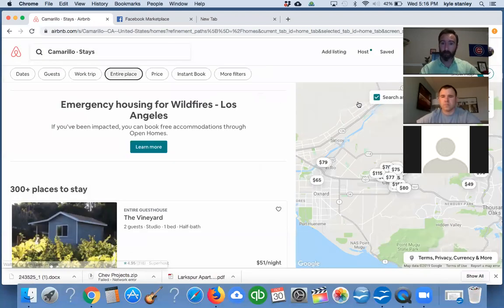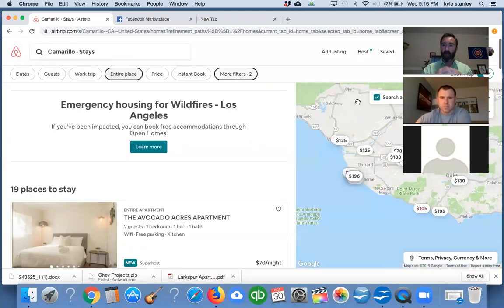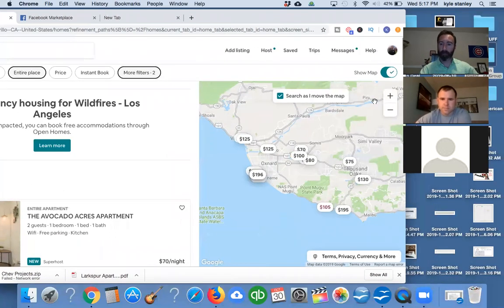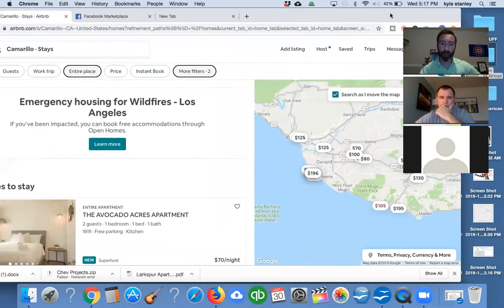So this is really great. Again, we're going to start really narrow, and then if we don't find anything that's doable, we're going to expand from there. But in these 19 places, first of all, I see the prices are great. If I'm going to get an apartment and I'm going for $130 all the way up to $196 a night, that's a great return on money. $75 works if your rent is under $1,200. So these are all really good.